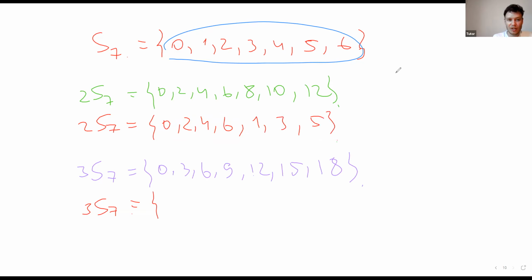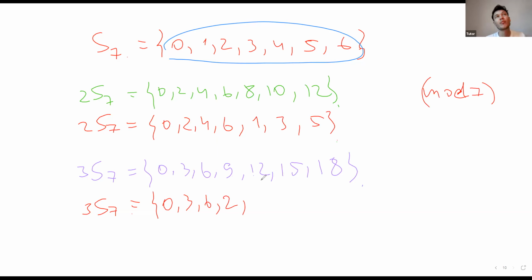So we notice that this remainder here is the same as this remainder here. And also let's look at this. Well, 0 is still 0, 3, 6. But what is the remainder of 9? Remember, we're working mod 7. So what does a remainder of 9 mean mod 7? Well, this is just 2.